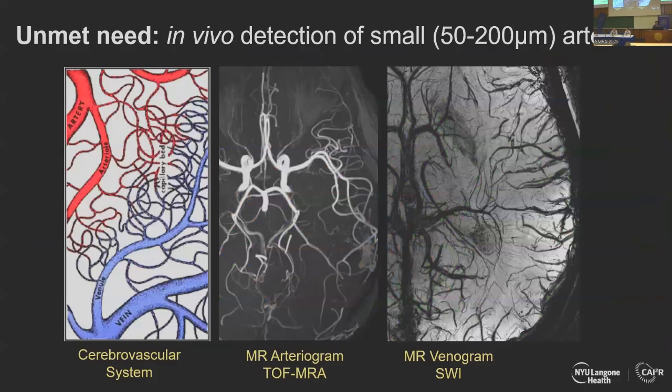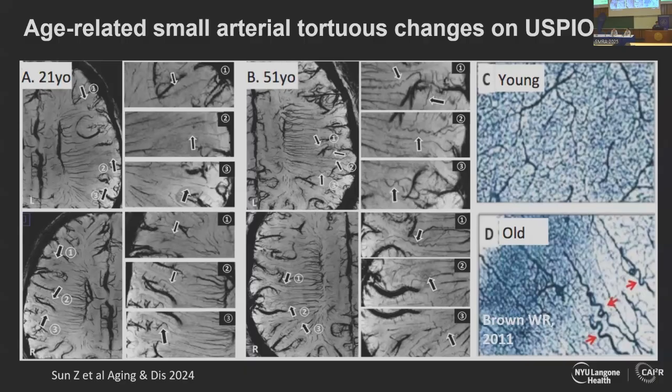And for the small vessel tortuosity, there is an unmet clinical need, which is in vivo detection of small arteries. We know the TOF MRA can detect the large arteries, and SWI is doing a very good job in detecting both the large and small veins, but there's no good current technique in detecting the small arteries, which is at a micro level, 50 to 200 micron. So we use the USPIO to highlight these small arteries.